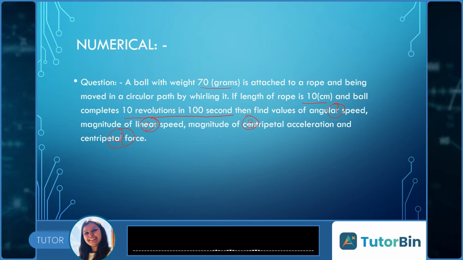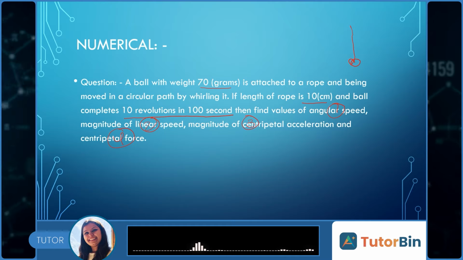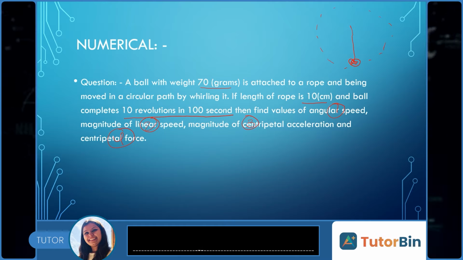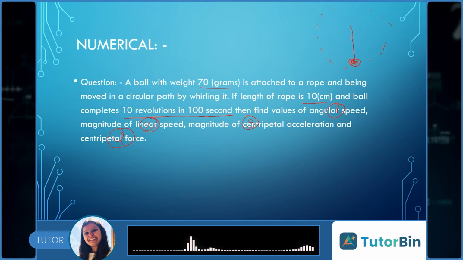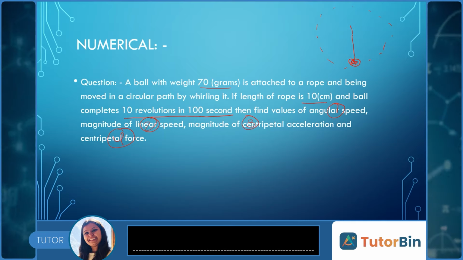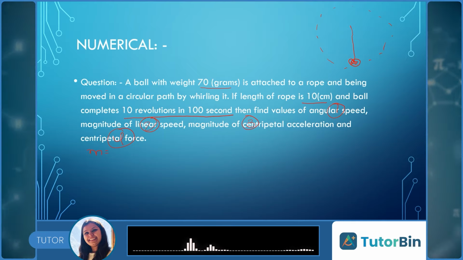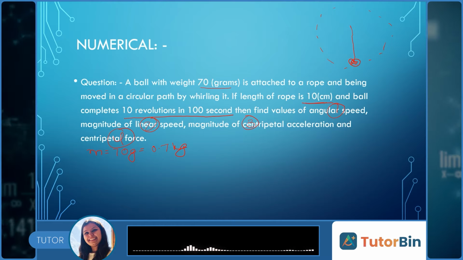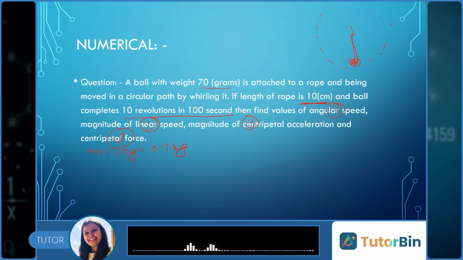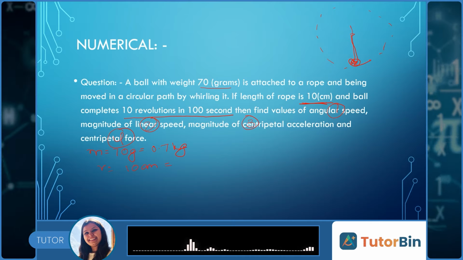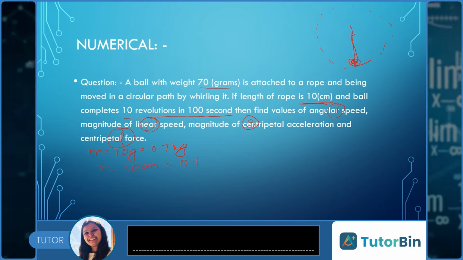So basically, a ball is tied to a rope and it is being whirled. So it is following a circular path. We have to find angular speed, magnitude of linear speed, magnitude of centripetal acceleration, and centripetal force. So the mass of the ball is given as 70 grams, which is nothing but 0.07 kg. Now, since the length of the rope is 10 centimeters, we can say that the radius of the circular path is nothing but 10 centimeters, which is 0.1 meters.